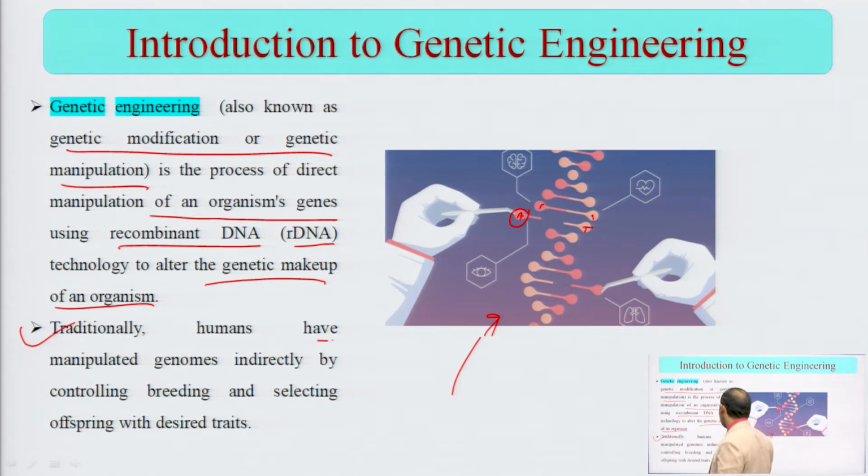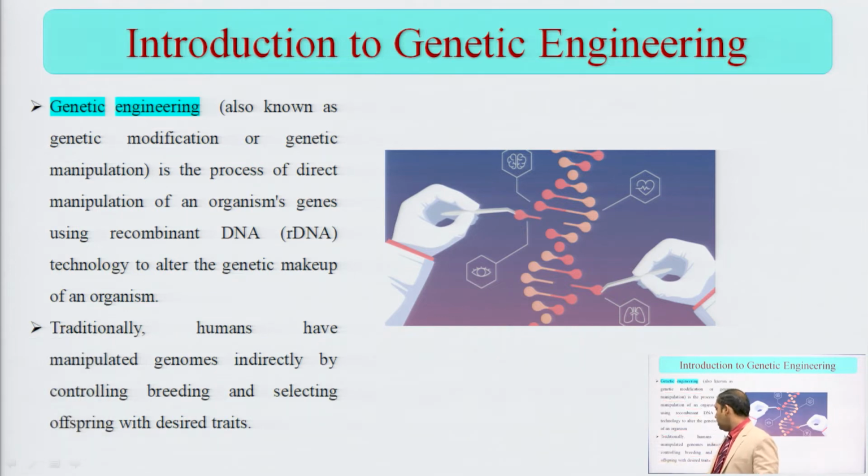Traditionally, humans have manipulated genomes indirectly by controlling breeding or selecting offspring for desired traits. See, when the scientist Gregor Johann Mendel gave his great understanding of heredity, at that time we were using technologies like breeding and other things. Now, in the present day we have successfully understood the molecular mechanism, the molecular basis. That is why right now we are able to make changes at the molecular level. We are using recombinant DNA technology, rDNA. That is what I told you in my previous lectures.